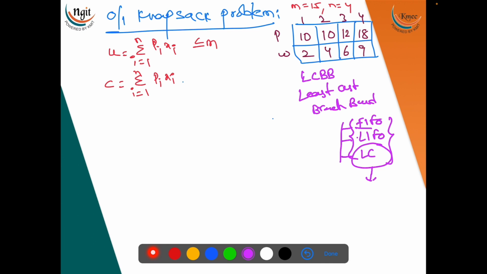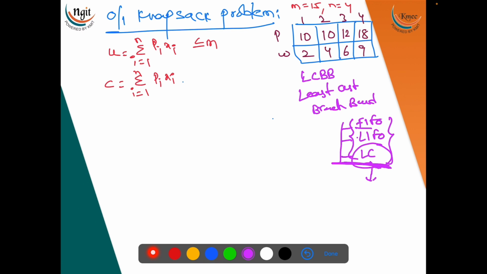Now, what is least cost branch and bound? I will be exploring the node whose cost is minimum for solving it using branch and bound. For each node in a state space tree, we have to find out the upper bound and the cost. We define it as the sum of all of the profits.